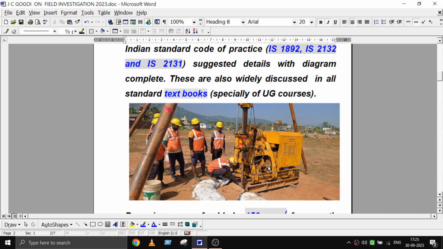There are many types of boring. One is wash boring. Normally we apply water through a pump set and remove the spoils, and then at the required depth we go for the test. Another is simplified mud bore.